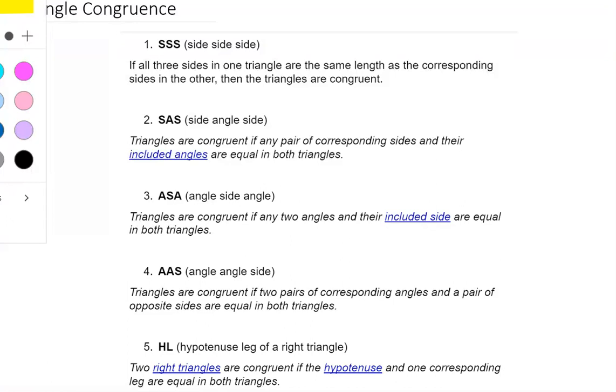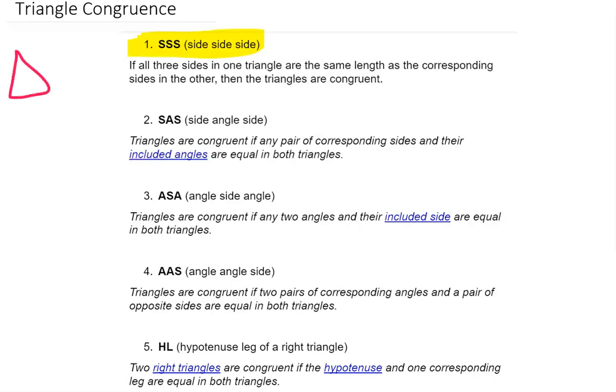The first way is called the side-side-side theorem. What that means is that we have two triangles whose corresponding sides, all 3 sides, are congruent. So if I have 2 triangles and they have corresponding congruent sides, then I know that the 2 triangles must be congruent.